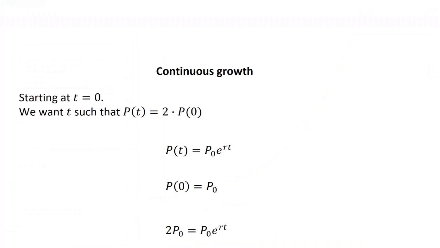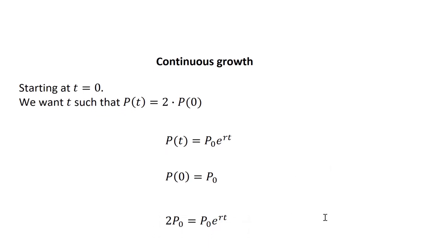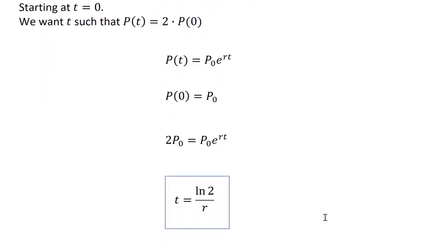Let's now consider the case of continuous growth, or, if it's for finance, continuous compounding. We'll start again at time 0, and we want to double our money this time, or double the population. We set up the formula P(t) = P0 e^(rt), and the formula is a bit different for compounding continuously. Once again, we obtain that P(0) = P0, our starting population. We get that 2 P0 = P0 e^(rt). The P0's cancel, and we see that t = ln(2) / r, where r is the growth factor. That will be our time to double.